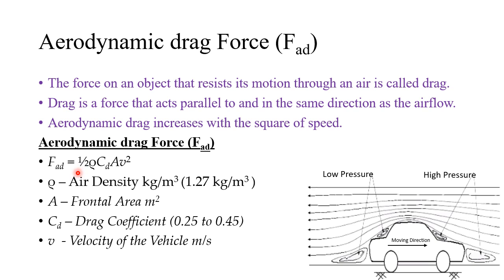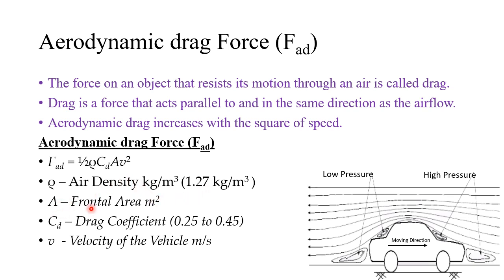You can see the formula, where aerodynamic force is equal to half rho CD A V square. V is the velocity, that is the speed. So aerodynamic drag increases with the square of the speed. Let's see one by one. Rho is the air density in kilogram per meter cube. Generally it will be 1.27 kilogram per meter cube under normal circumstances.